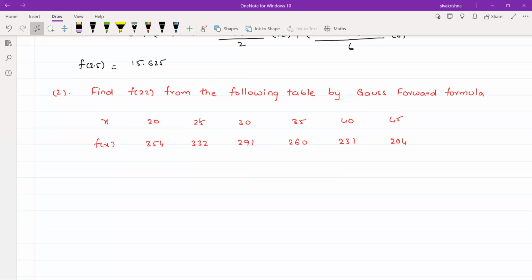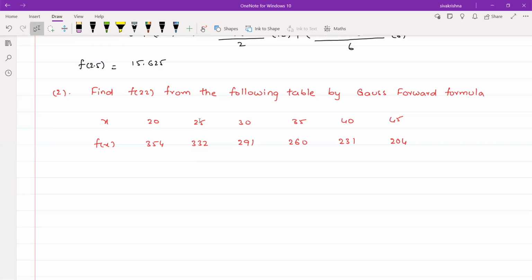Okay, we can choose any value. Since 22 lies between 20 and 25, we can choose x naught either as 20 or as 25. So here I am choosing x naught as 25 because we do not have a single value towards the left side of 20.